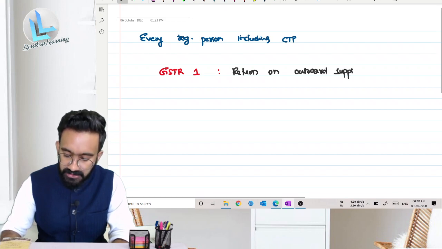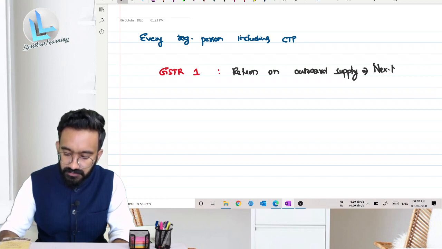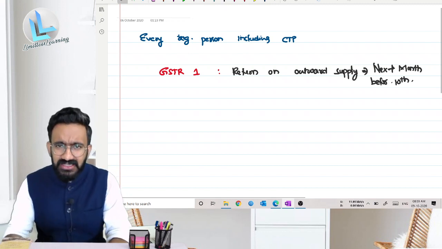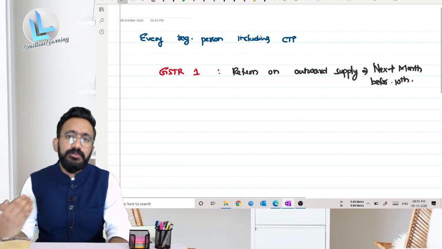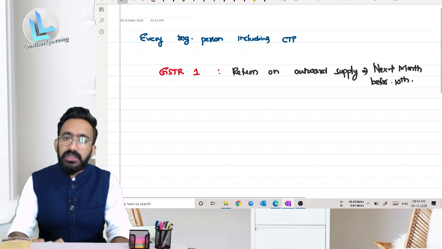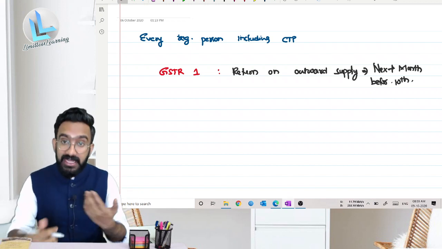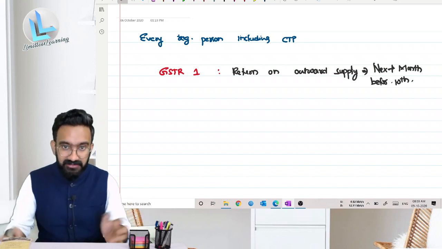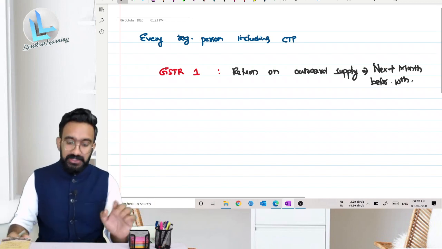When will you file it? Next month, before 10th. Say if it's January, then I'll file this particular return before 10th of February. If it's February, 10th of March, and so on. This is how it will go. I'll file by the 10th of the next month, which means I can file from 1st of that month to 10th of that month, any time, without paying a late fee.